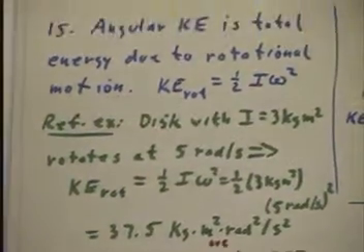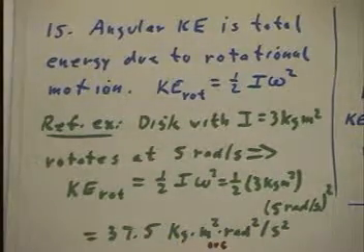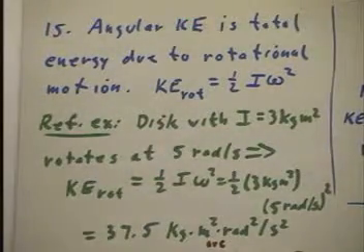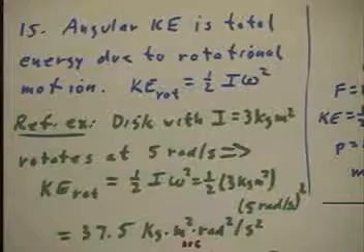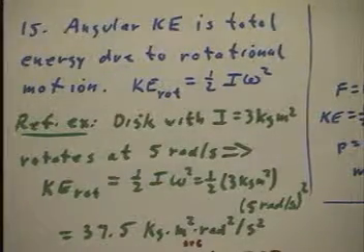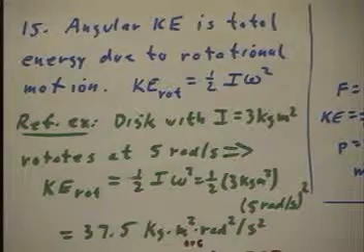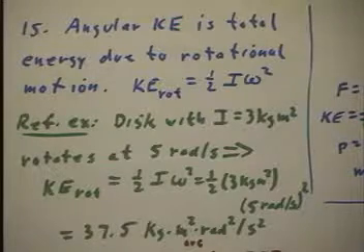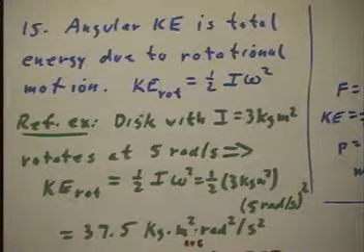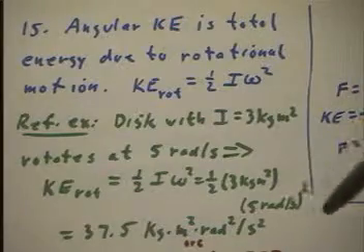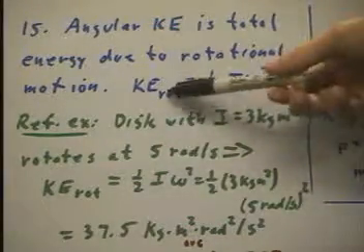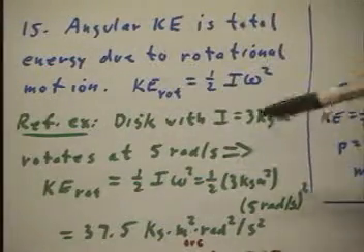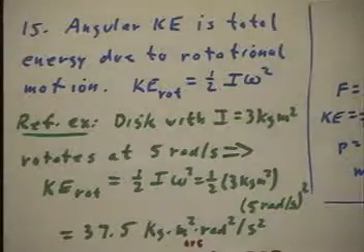What about angular kinetic energy? Well, not being real consistent with the way I defined kinetic energy before, say that angular kinetic energy is total energy due to rotational motion. We could define it as before as the work required to accelerate an object from rest to a given angular velocity omega. The rotational kinetic energy is not defined, but we find that the rotational kinetic energy is 1/2 I omega squared.